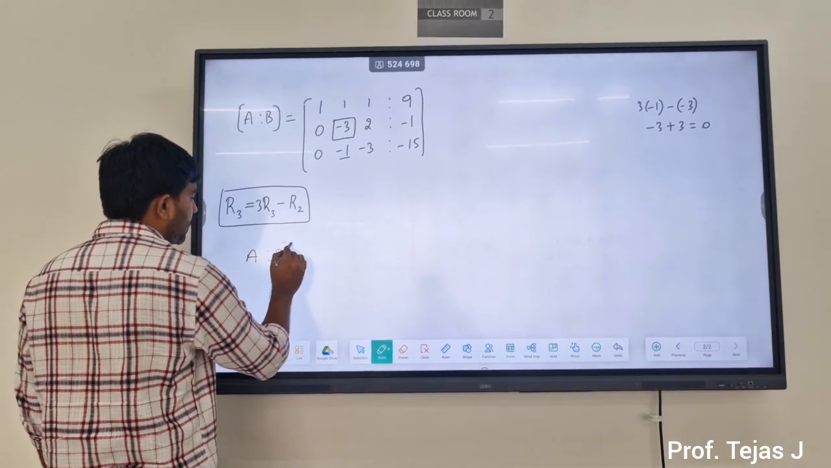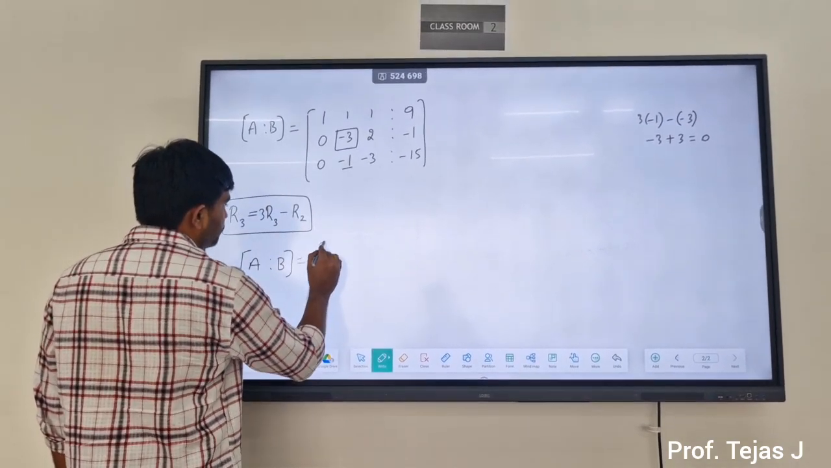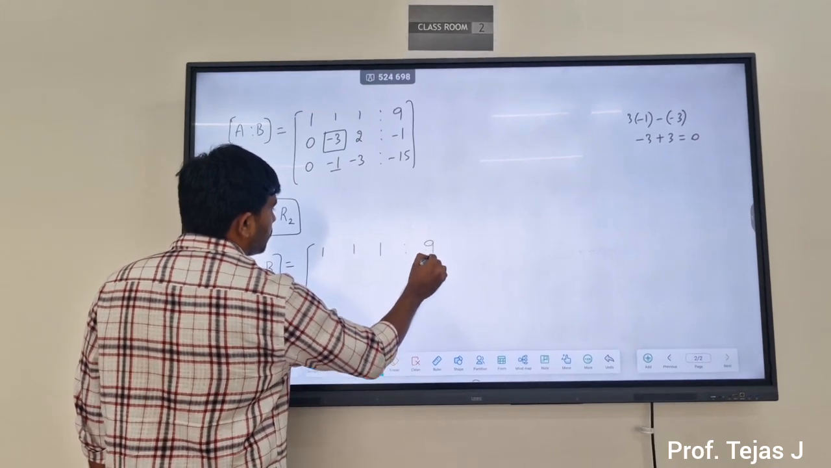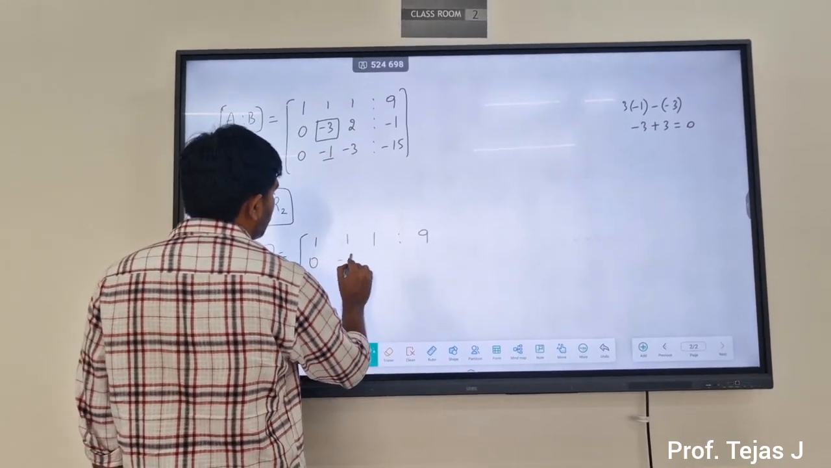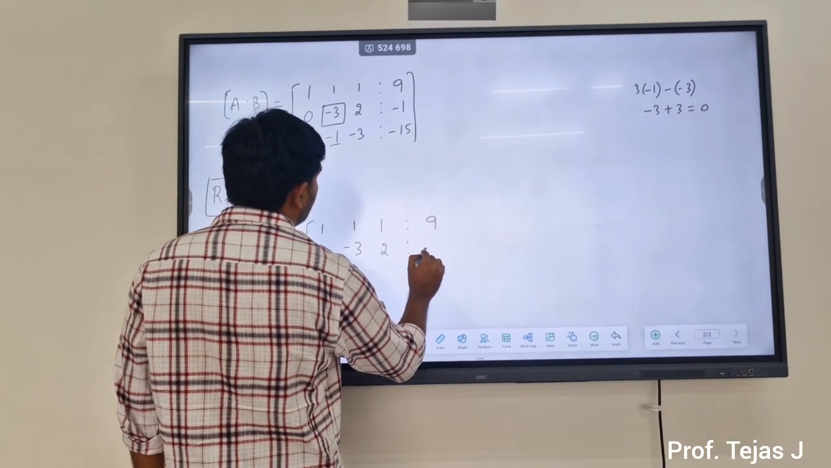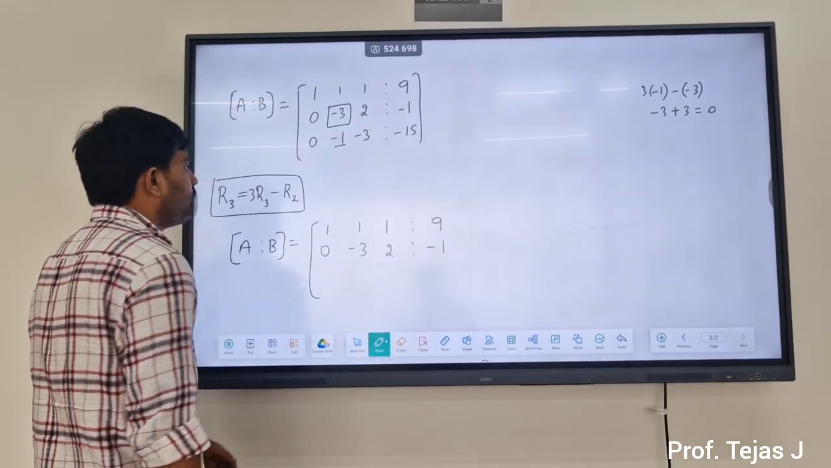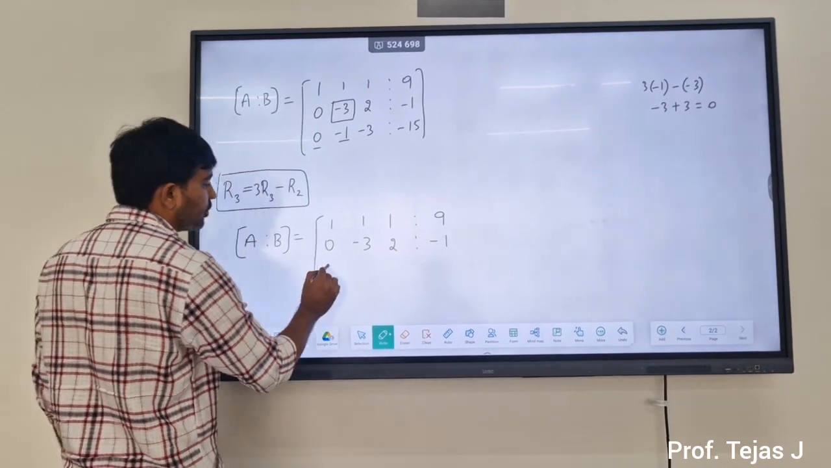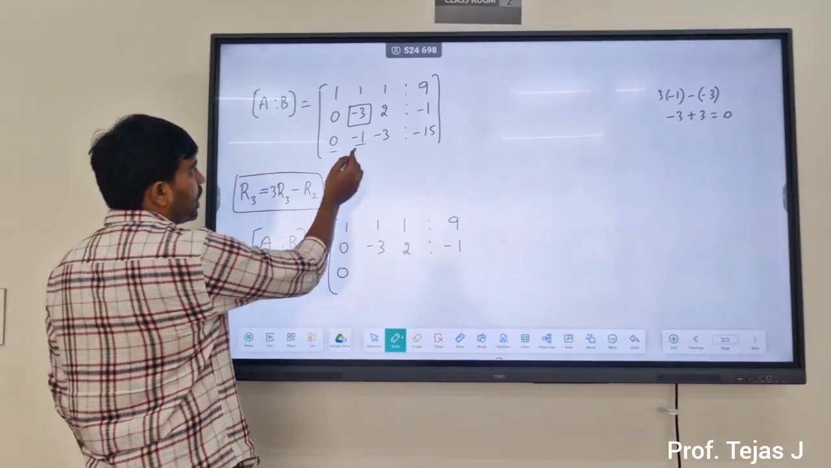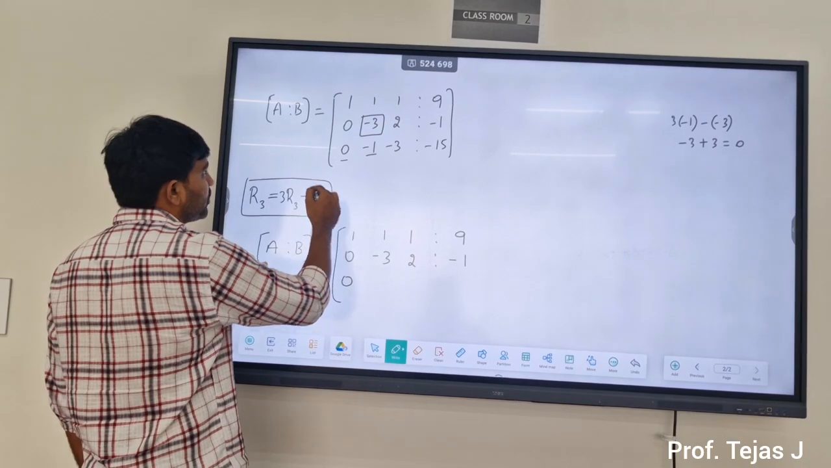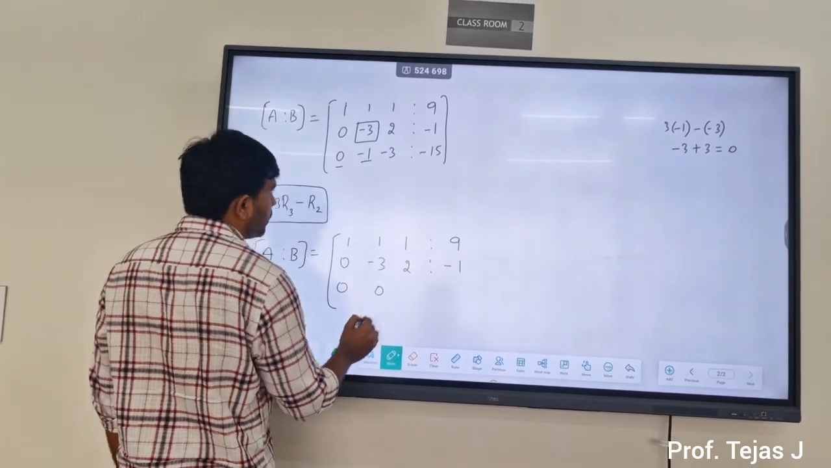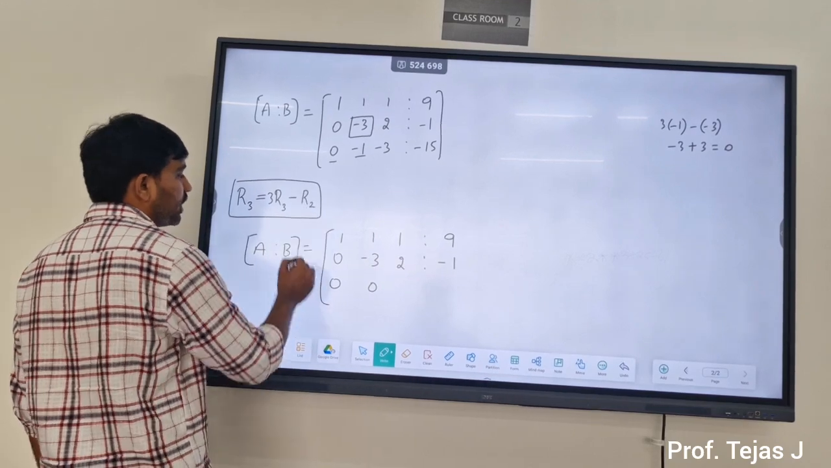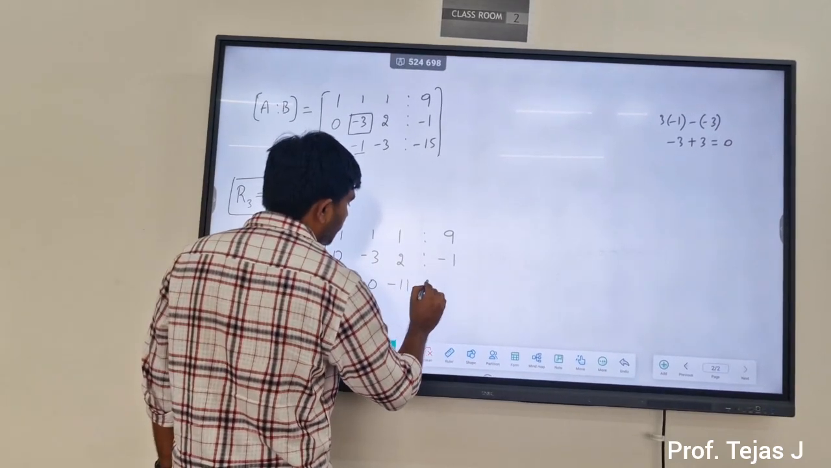So let's take the matrix values. Then we write 1, 1, 1 and 9. This will be 0, -3, 2 and -1. Now what will be the value? R3 is also 0, R2 is also 0, so this value will be 0. Now -1 into 3 will be -3, plus 3 will be 0. And what about -3? So this will be -9, -2, -11.